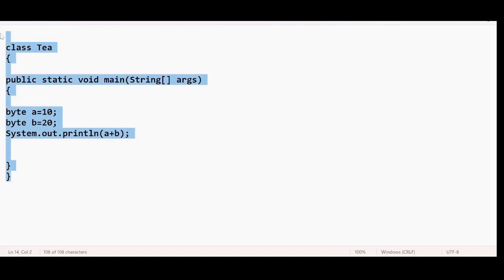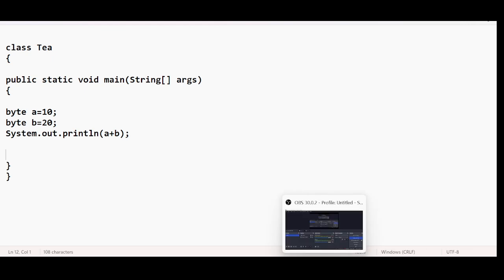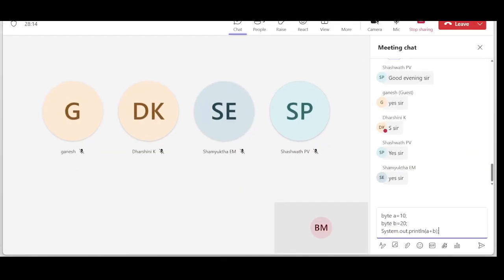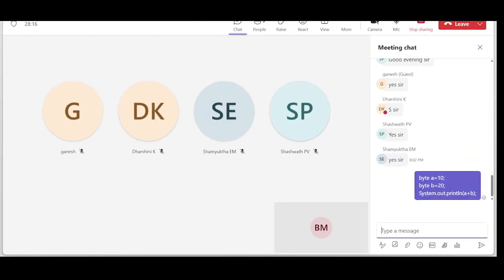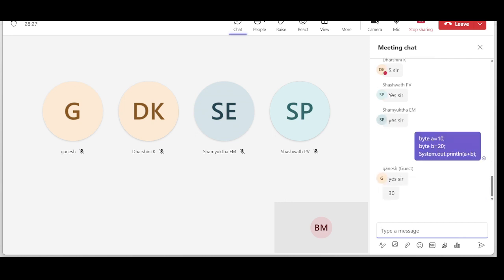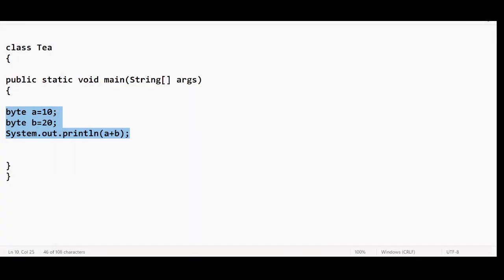So what could be the possible answer? Anyone with eyes can say that the answer is going to be 30. Yes or no? You understand my question? What answer am I going to get? Possibly the answer is going to be 30. Tell me what answer I am going to get. 30, or will I get any error? I am expecting answers from you. Yes, 30. Very obvious. Yes, correct.